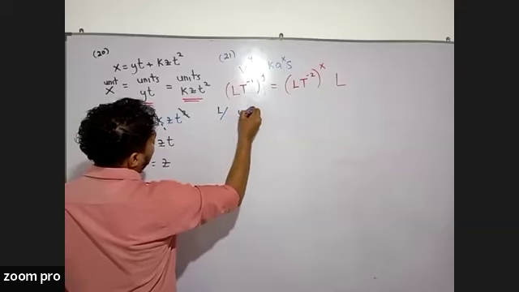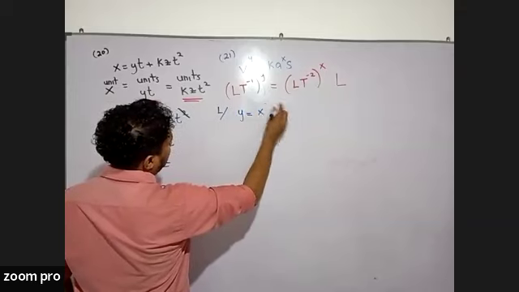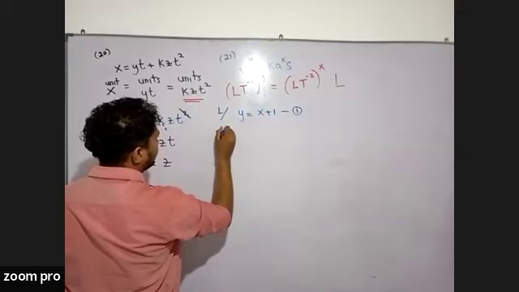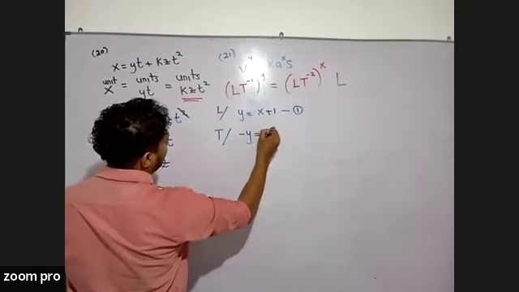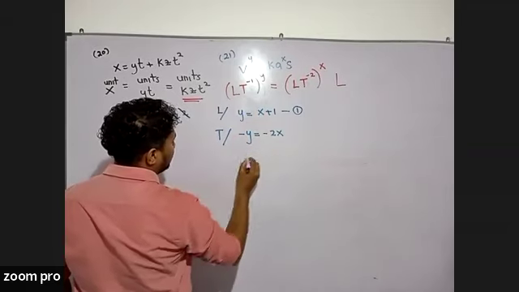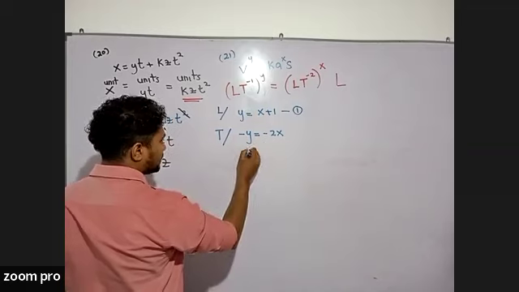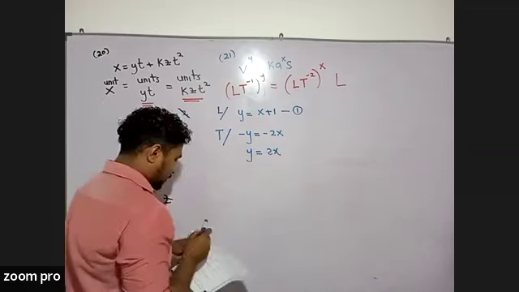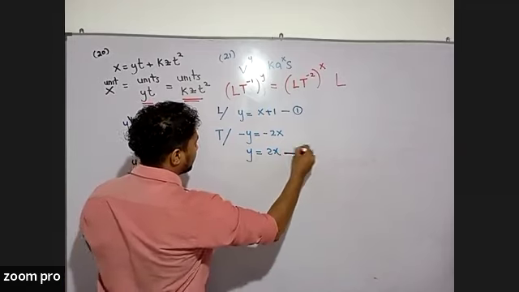It should be y equal x plus 1. So let's consider this one as the first equation. Let's go for the t. Then minus y should be equal to minus 2x. So guys, that means if I divide both sides by minus 1, it should be y equal 2x, right? So let's substitute the obtained value into the first equation.